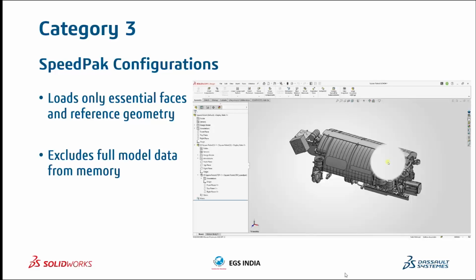So at that time, I don't need the components or the data, which are going to be the internal components, internal workings, internal parts. This is not going to be needed. So at that time, I can create a speed pack configuration which has only the main support members and main structural members visible and selectable for me, and the remaining data need not be loaded onto the SolidWorks environment. So again, with respect to the task at hand, this can be deployed over here.